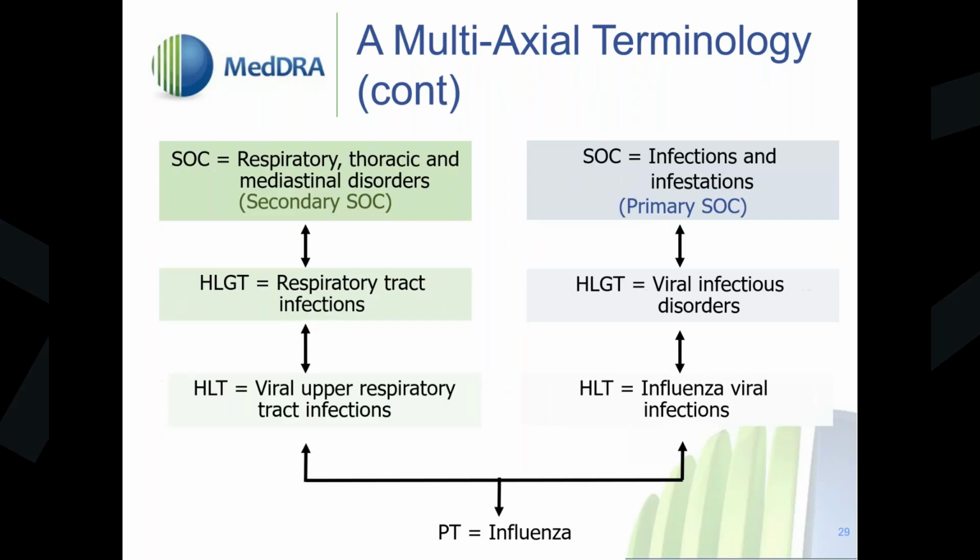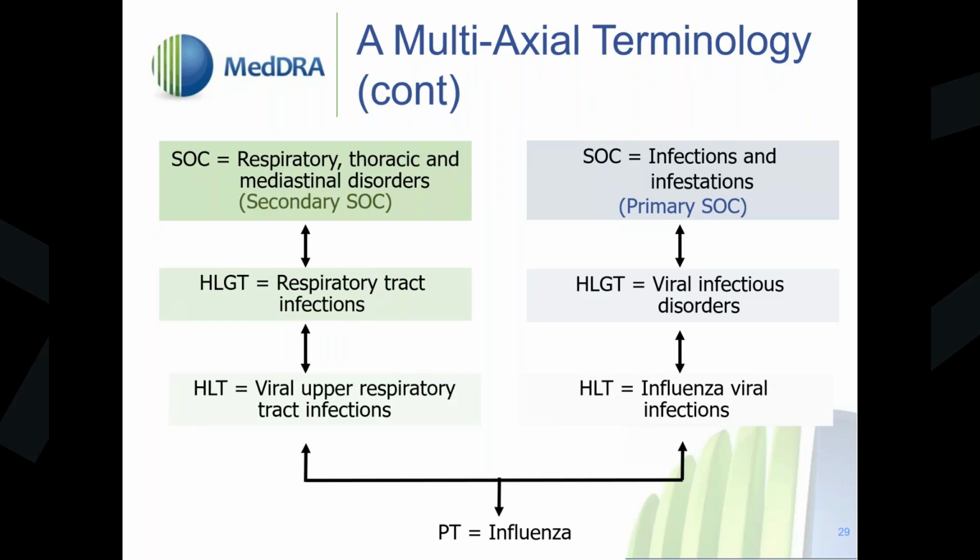Influenza is an infection that happens in the respiratory system. So it is linked to the respiratory system organ class, but the link is secondary. And why is it secondary? It's because infections are one of those three main safety areas that you really want to make sure you're amplifying the signals for: the congenital conditions, the neoplasm conditions, and the infection conditions.